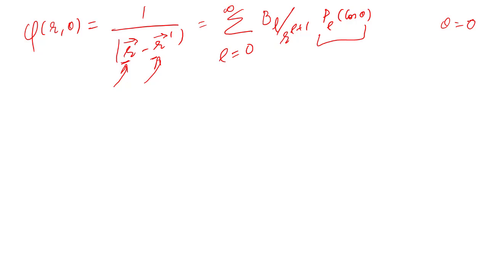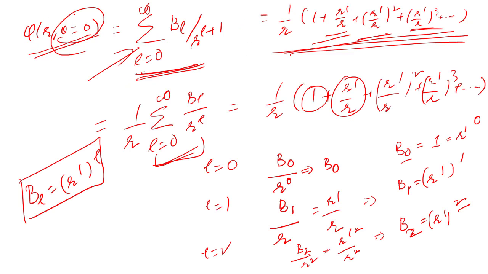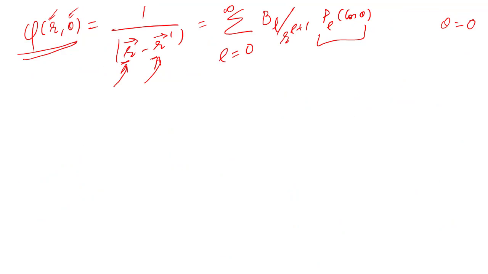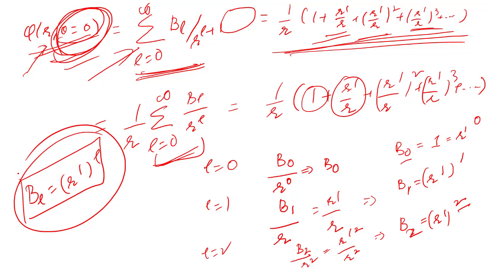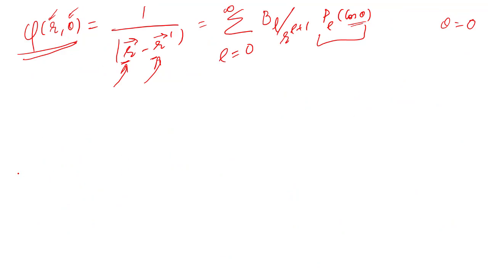So that's why you shouldn't get confused between the expressions that we write in general for r and theta versus the expressions we would write for r and specific values of theta. When we wrote for theta equal to 0, there are no Legendre polynomials here because we are setting cosine 0 to 1. But in general, that term would be there. But we figured out from the boundary condition that BL is simply r prime to the power L. So then I can write this as the sum over L equals 0.